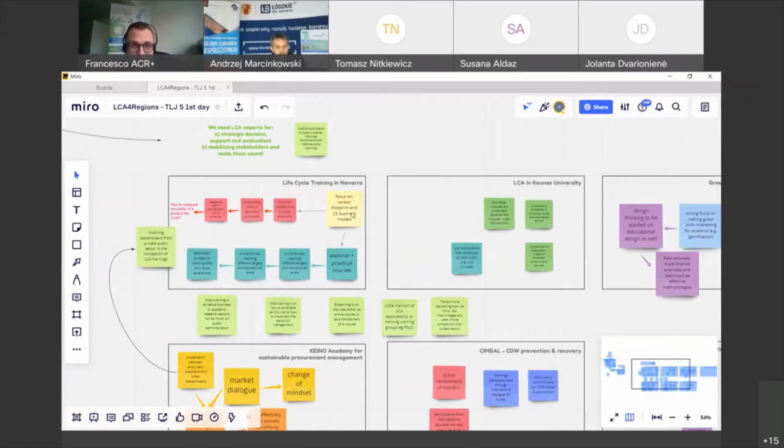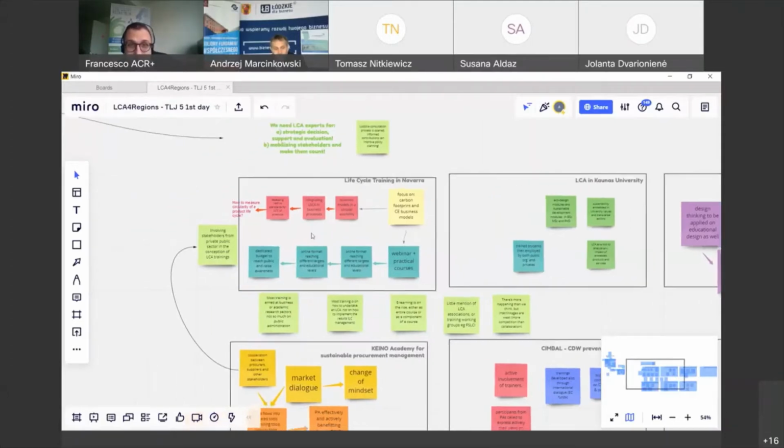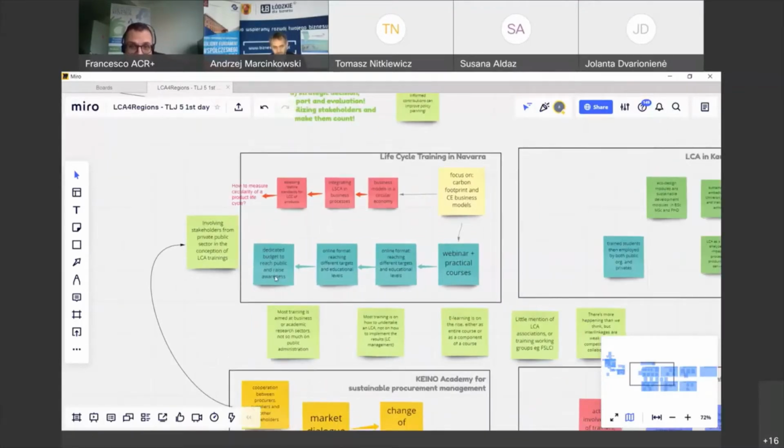Starting from life cycle training in Navarra, we have a very clear focus on both carbon footprint and circular economy business models. So it's a clear commitment. We have a clear structure, maybe a bit connected to the post-pandemic, because online courses are an easy way to reach targets, even if the planning of the training activities started a bit before. But the most important part linked with the online format is that we are not talking only about training. The clear mandate from the administration is to reach different targets and educational levels, and also raise public awareness by having these online materials and formats publicly available. And the number of views was kind of impressive.